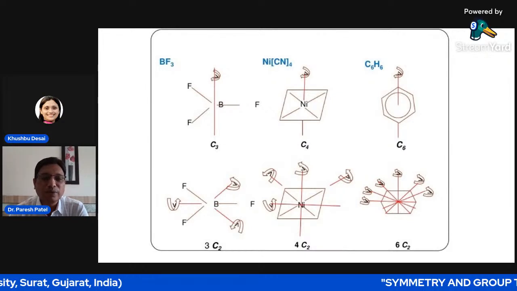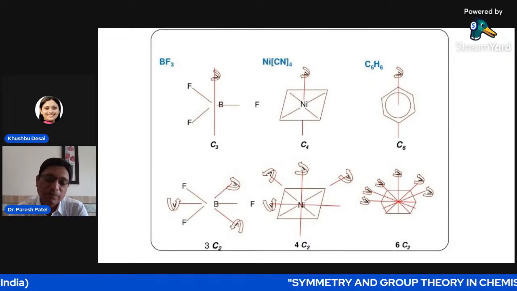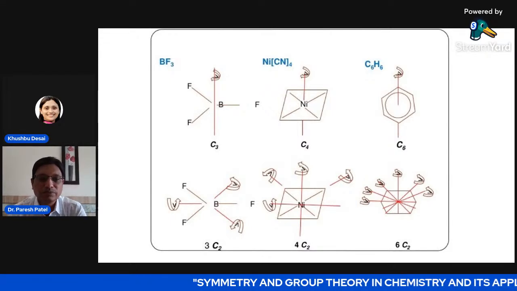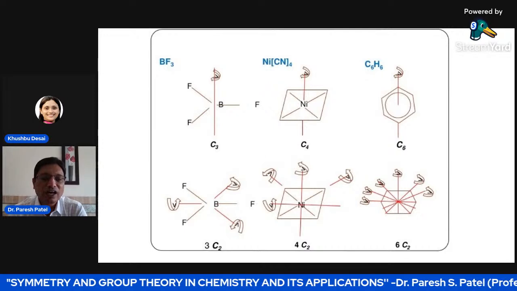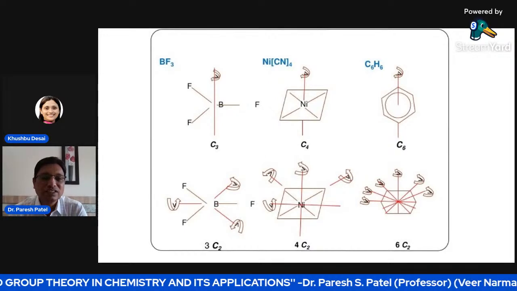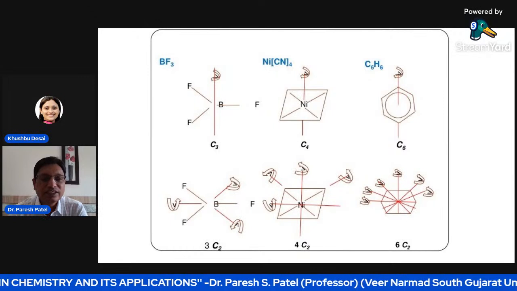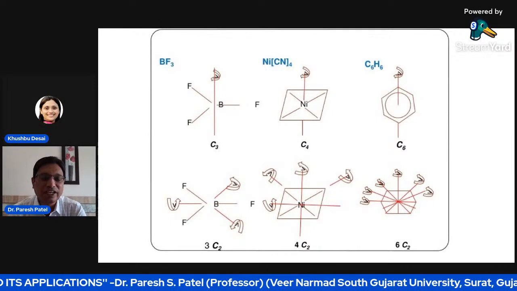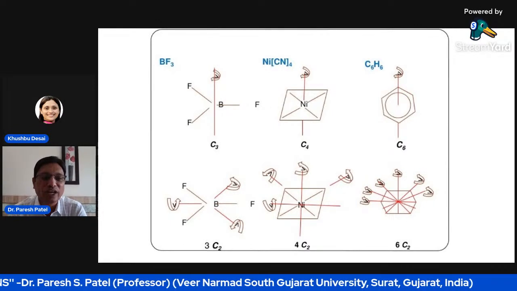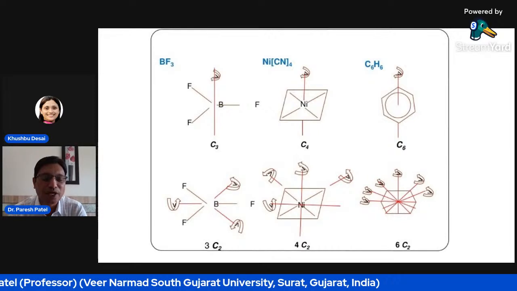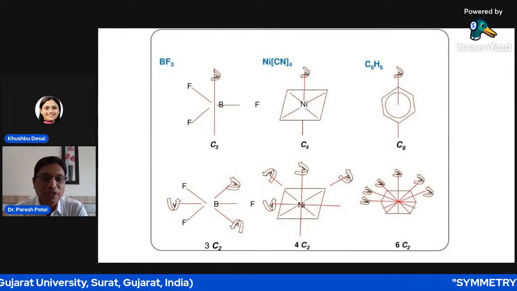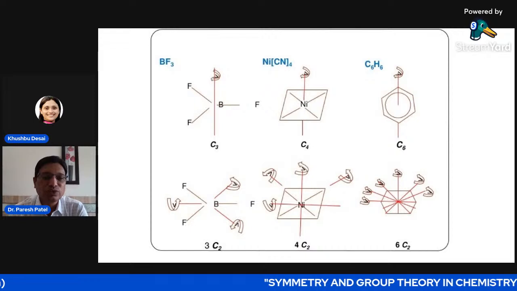Next molecule is the BF3 molecule. The shape of the BF3 molecule is planar. If we imagine a main principal axis as an imaginary axis and rotate this molecule around 120° to get the equivalent orientation position, the order of the axis in the case of BF3 is 120°, and three C2s are perpendicular to the main principal axis.